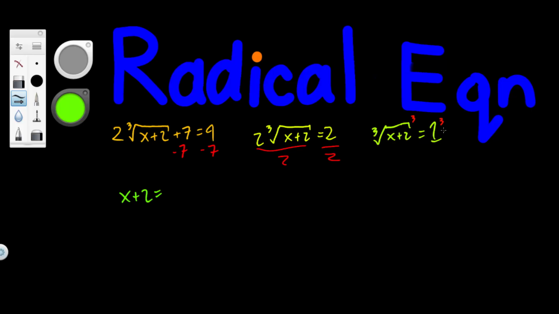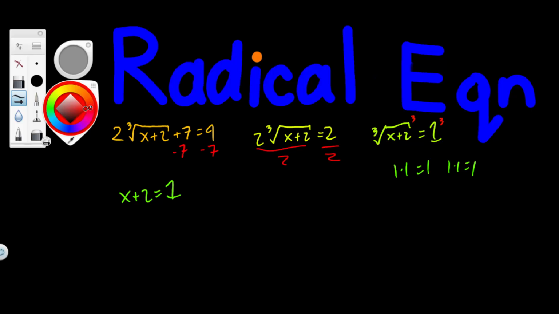This equals 1 cubed. Well, 1 times 1 is 1, and then again 1 times 1 is 1, so we still have 1 on the right side. The final thing that we can do to isolate x is to subtract 2 from both sides, since we have that constant 2 added to x. And now we end up with x plus 0, right? So just x equals 1 minus 2 is negative 1.